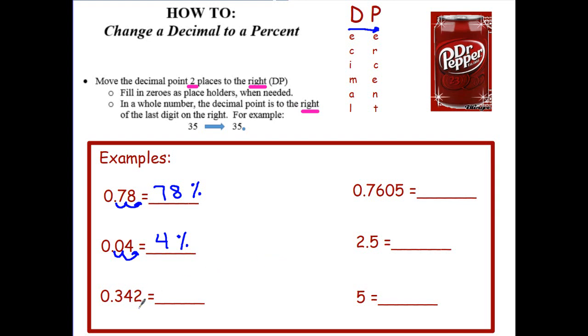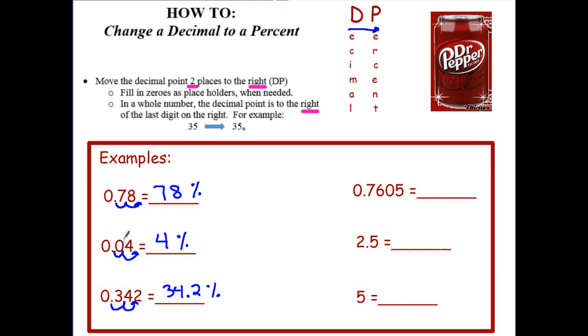Here we have 342 thousandths. Here's our decimal point. Again, DP, from decimal to percent, we're going from the D to the P. So we're going to move it to the right, 2 places only. 1, 2. So the decimal point falls between the 4 and the 2. So it's going to be 34, and we need to keep the decimal point because there is an additional digit. So 34 and 2/10%. Now a lot of students want to write this as 342% because they want to get rid of the decimal point.